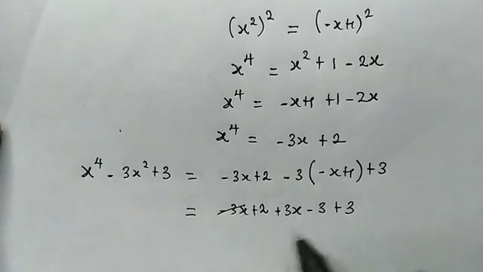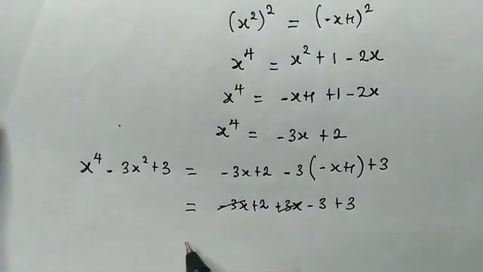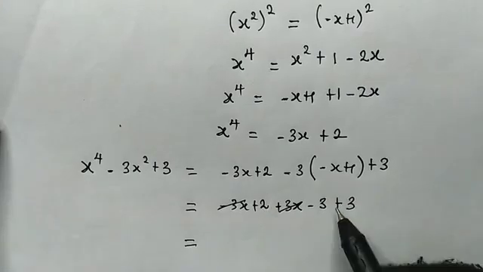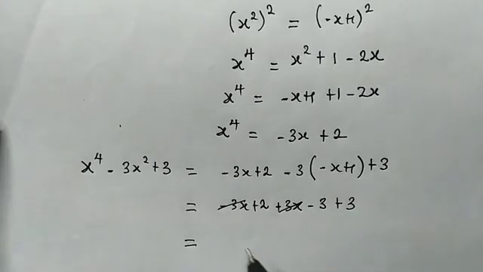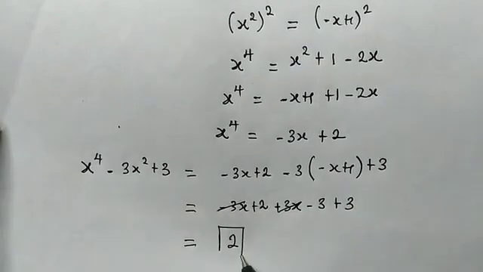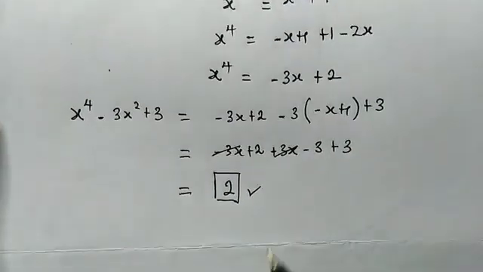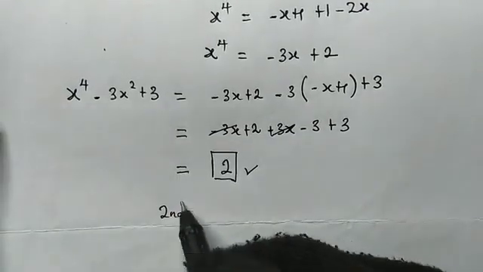We can see negative 3x plus 3x is 0. So we have here 2 plus 3, 5 minus 3, which is 2. And this is the right answer. Amazing. So let's see the second method, right?